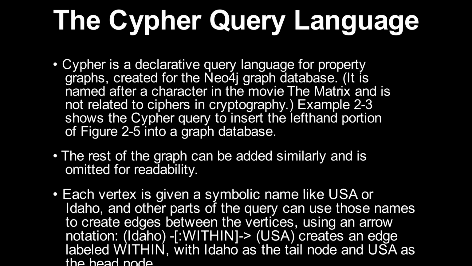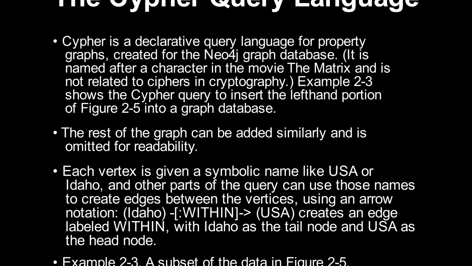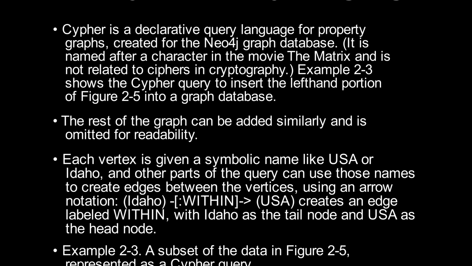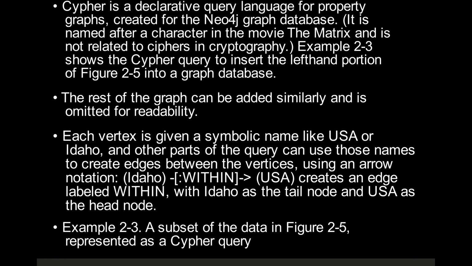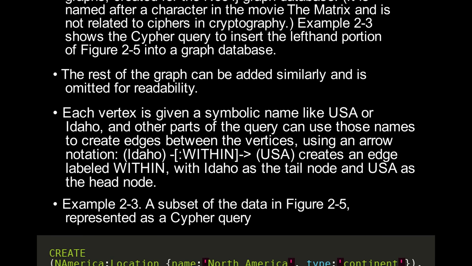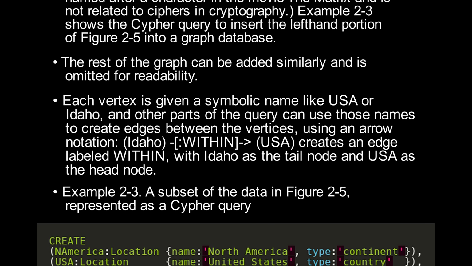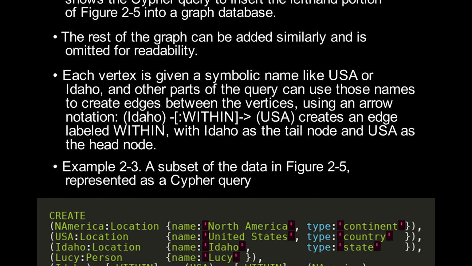Each vertex is given a symbolic name like USA or Idaho, and other parts of the query can use those names to create edges between the vertices. Using an arrow notation, Idaho -[:WITHIN]-> USA creates an edge labeled WITHIN, with Idaho as the tail node and USA as the head node. Example 2-3: a subset of the data in Figure 2-5, represented as a Cypher query.